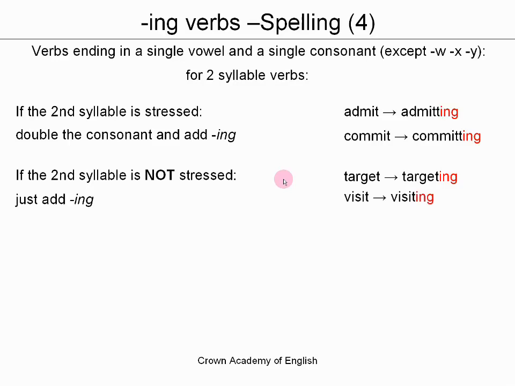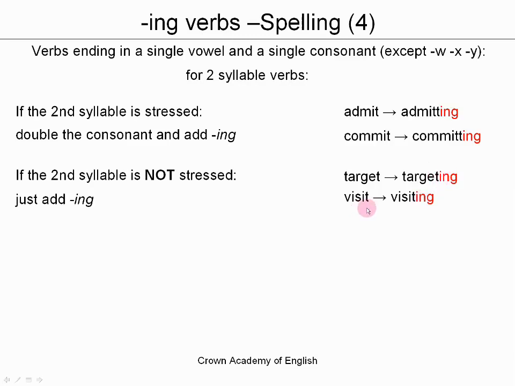So, for example, here we have a single vowel at the end, single consonant at the end. We have two syllables, tar, get. Target. In fact, it's the first syllable. If you listen carefully, it's the first syllable which is stressed slightly stronger than the second syllable. We say, I target. We don't say target. We say target. So the second syllable is not stressed. It is the first syllable. So we just add ing. We do not double the consonant.